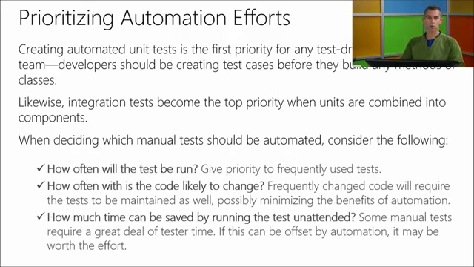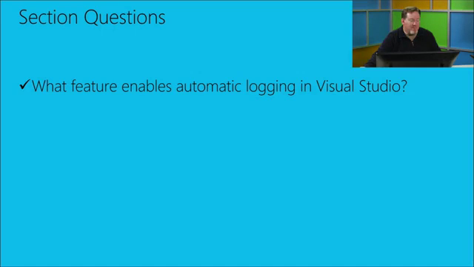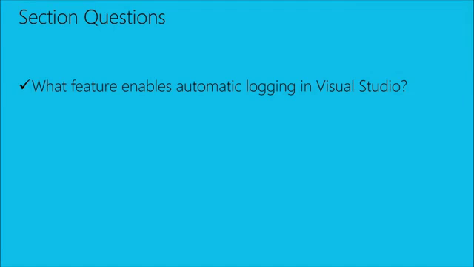When you're deciding which manual tests should be automated, you have to consider things like how often it is going to be run, how often the code will likely change, how much churn there is going to be, and how much time you're going to save by running this unattended. If your regression pass takes a full day and you can have your automation run all night, and in the morning you can see what all the bugs are, that's a great value add. Sounds good to me. So our section question is, what features enable automatic logging in Visual Studio?